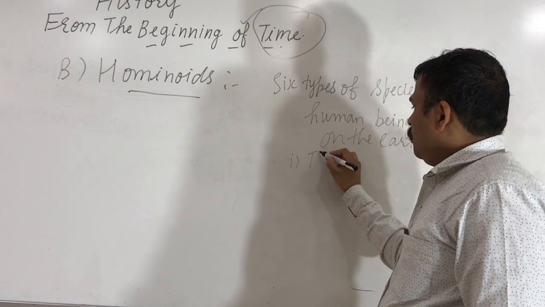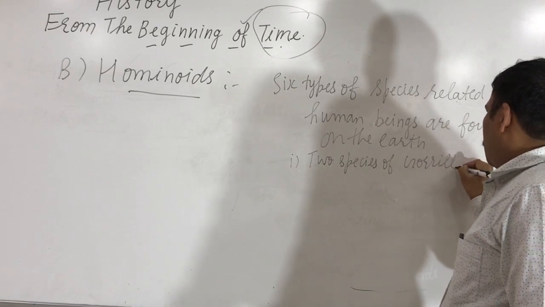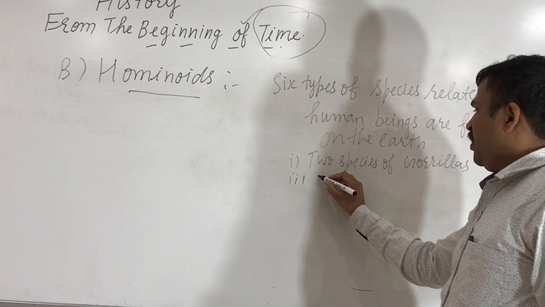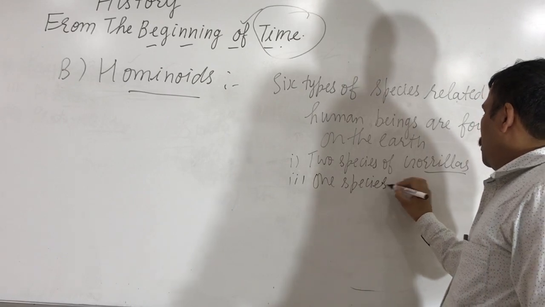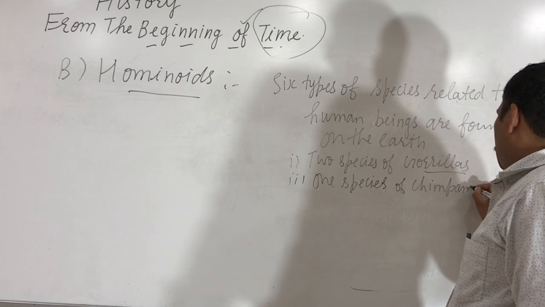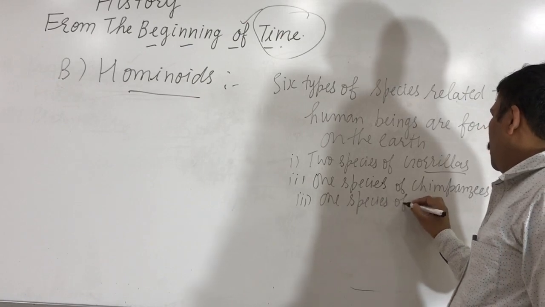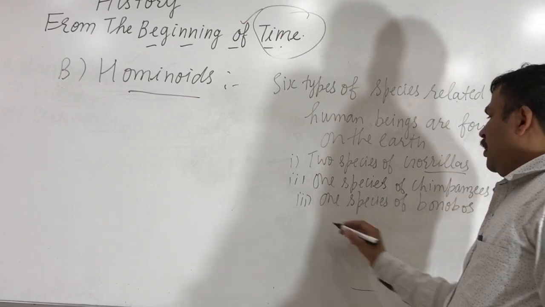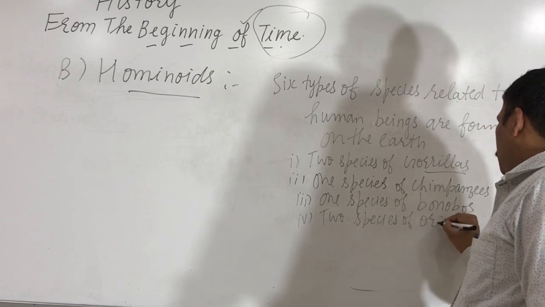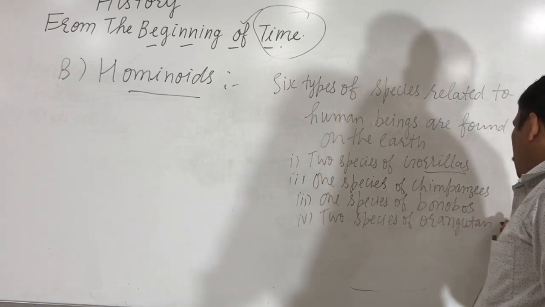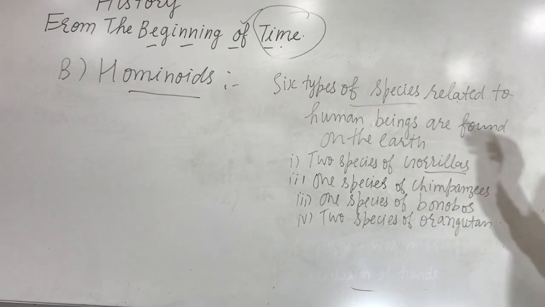First is two species of gorillas. Second is one species of chimpanzee. Third is one species of bonobos and two species of orangutan. You can see these are the six species related to human beings that are found.